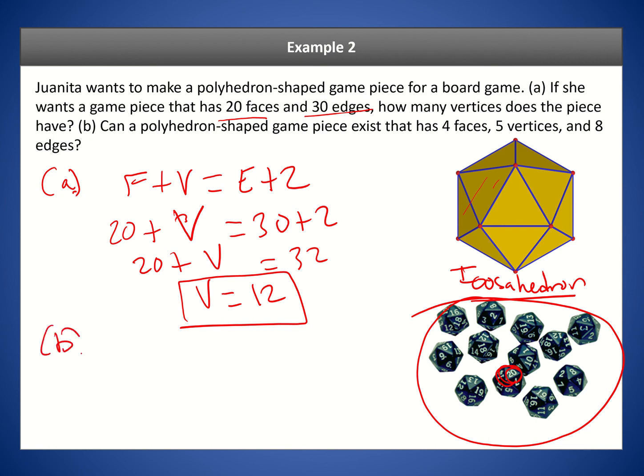Now for part B, can a polyhedron-shaped piece exist that has 4 faces, 5 vertices, and 8 edges? So a 4-sided die, I guess, or game piece. Well, can that exist? Let's see.